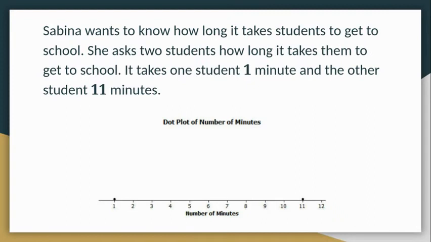Sabina wants to know how long it takes students to get to school. She asks 2 students how long it takes them to get to school. It takes one student 1 minute, and the other student 11 minutes. Let's begin by finding the mean of this data distribution.